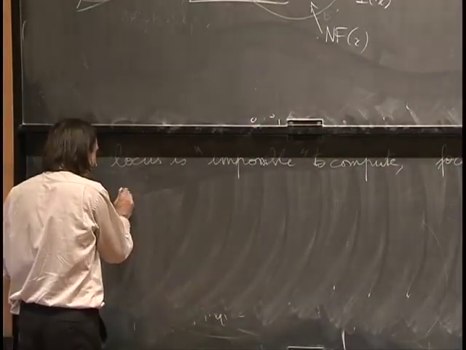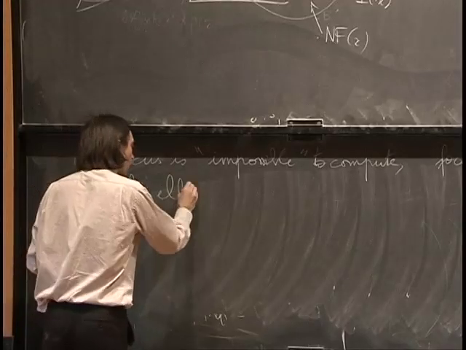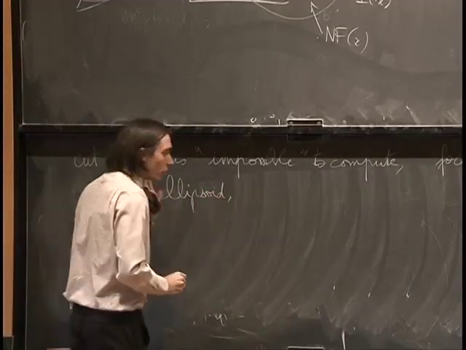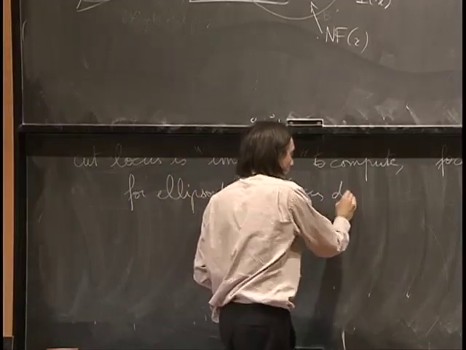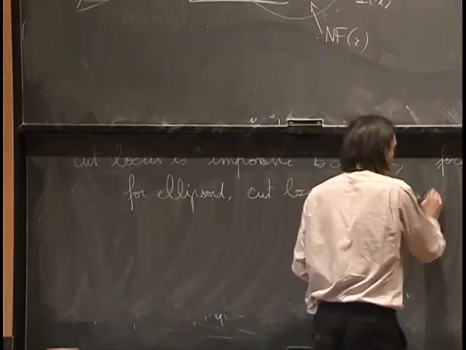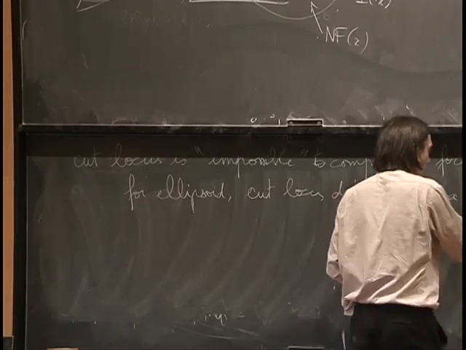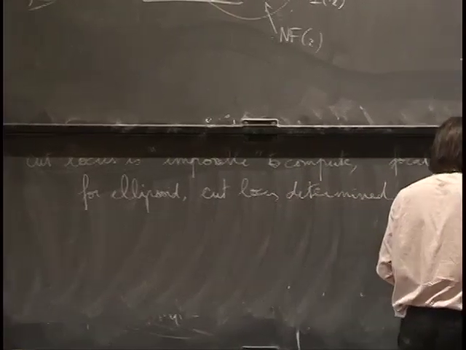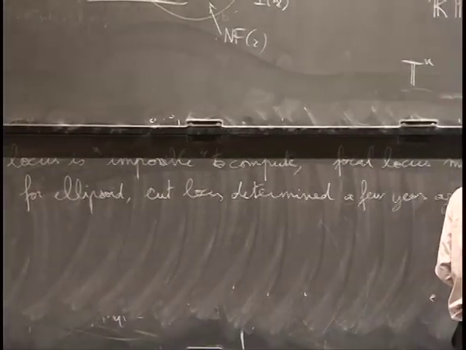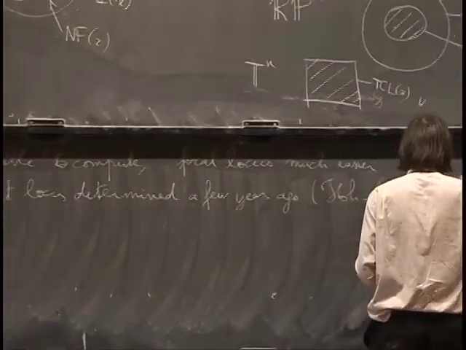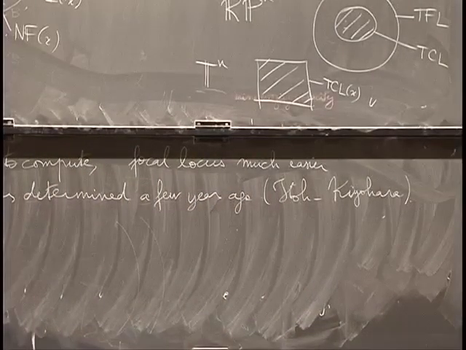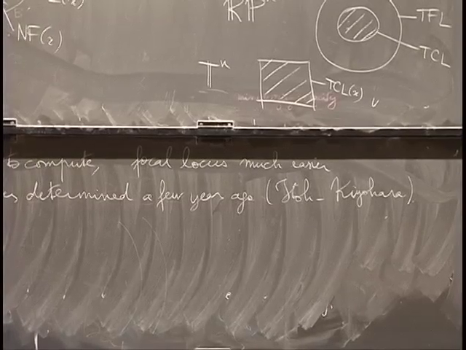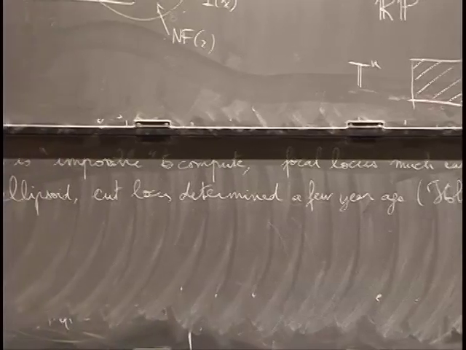Actually, the cut locus for the ellipsoid was solved only a few years ago. The cut locus was determined a few years ago. This was Ito and Kiyohara. If you look up the big Riemannian geometry book of Berger, he will tell you that the cut locus of the ellipsoid is an open problem, that everybody knows how it should be, but nobody has proven it rigorously. This gap was filled only a few years ago.